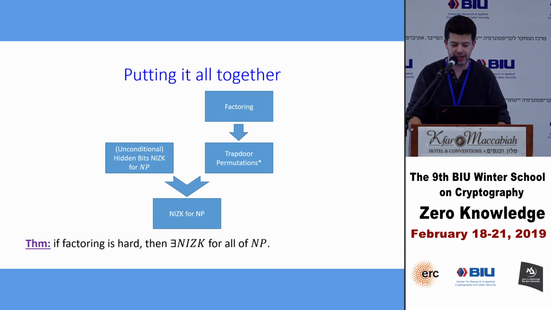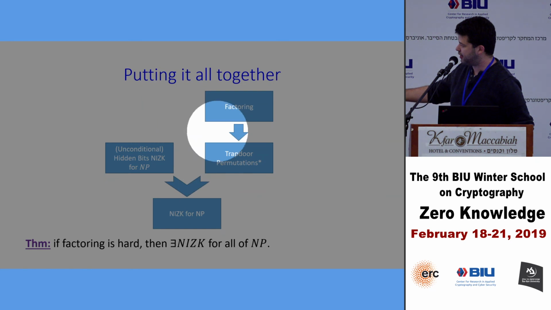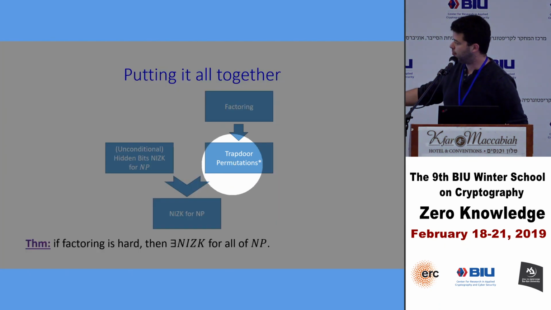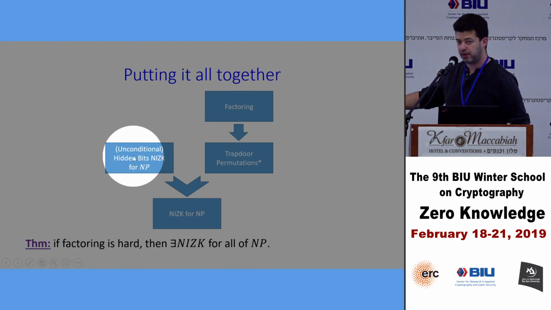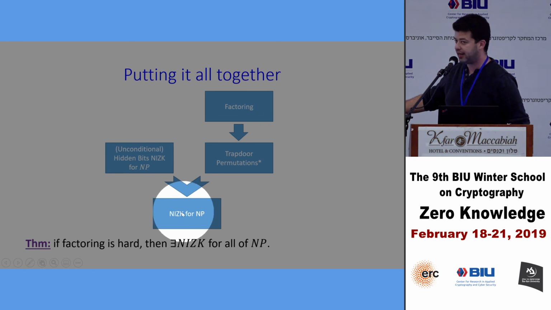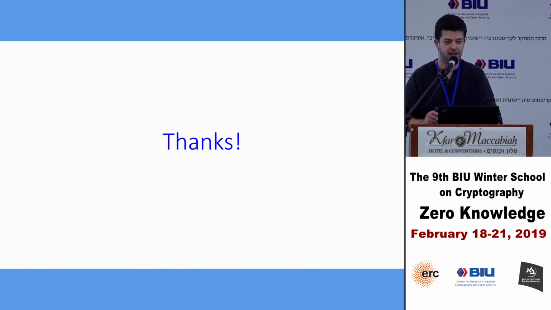And just to summarize, this is the last slide. What do we have? From factoring, we didn't see this, but this is a standard thing, you can build trapdoor permutations. This is the Rabin collection. We saw an unconditional hidden bits NIZK for Hamiltonicity, and therefore for all of NP. Taking these two together, we saw a compiler that builds NIZK for all of NP. In particular, we obtained the theorem that if factoring is an average case hard problem, then all of NP has NIZKs, and now I'll end for real.